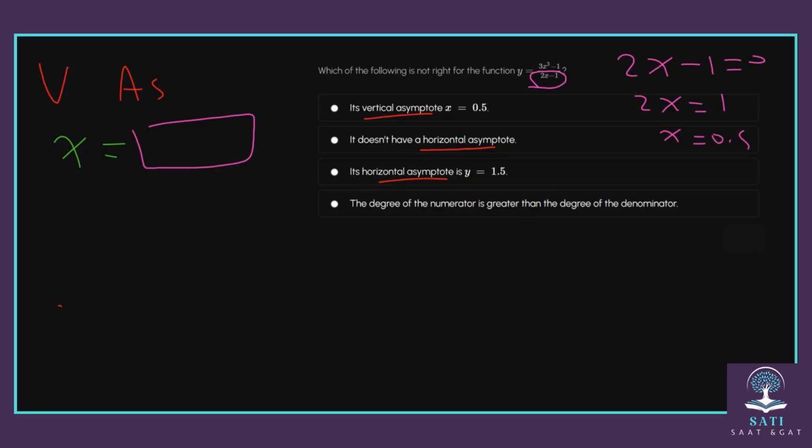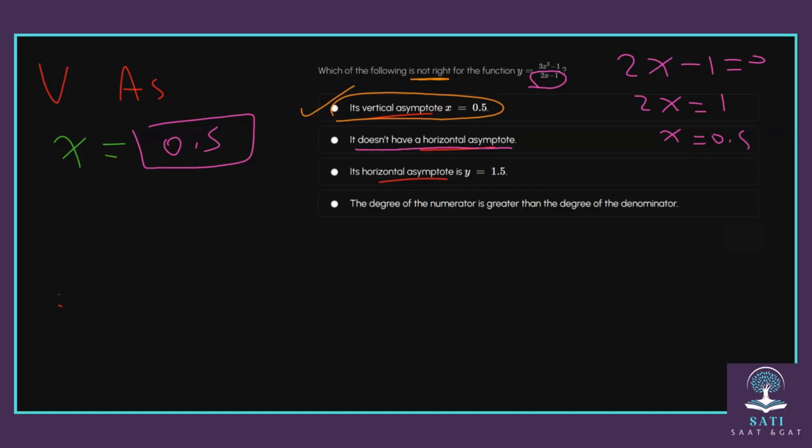So in this case, now I put here 0.5, and this is the vertical asymptote. So the first one, they said its vertical asymptote is x equals 0.5. This is right, because they're asking about which one is not right. So this is right. Okay, now I see which one is wrong. Okay, I'm going to see the other one here. It doesn't have horizontal asymptote.